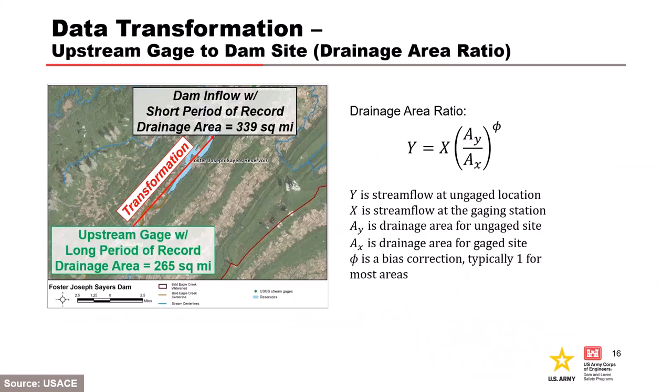So in widespread practice, the exponent phi, which is used as a bias correction, is set equal to 1. And that's because flow just doesn't increase linearly with drainage area. You know, it's nonlinear. Just because you have twice as much drainage area doesn't mean you're going to have twice as much flow. In reality, you might have probably somewhere between, you know, twice as much and flow equal to whatever was observed at your gauge site.